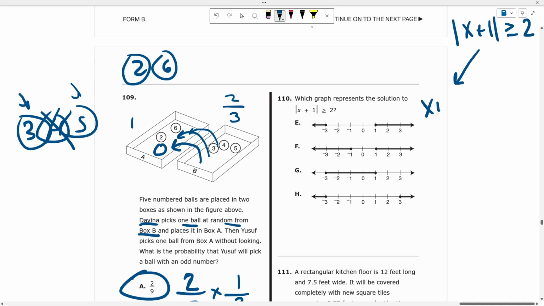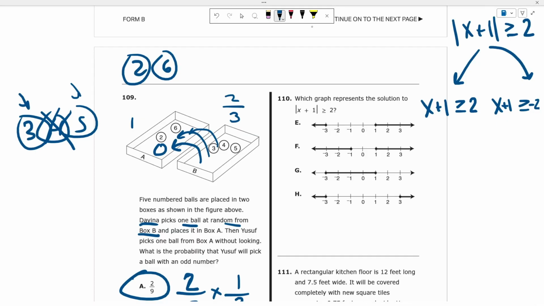And you get that x plus 1 is greater than or equal to 2. The second alternative here, and you can't just do one, you need to do both. The second thing is to make everything else negative. So x plus 1 is greater than or equal to negative 2. Okay? So now you have your answer, right?